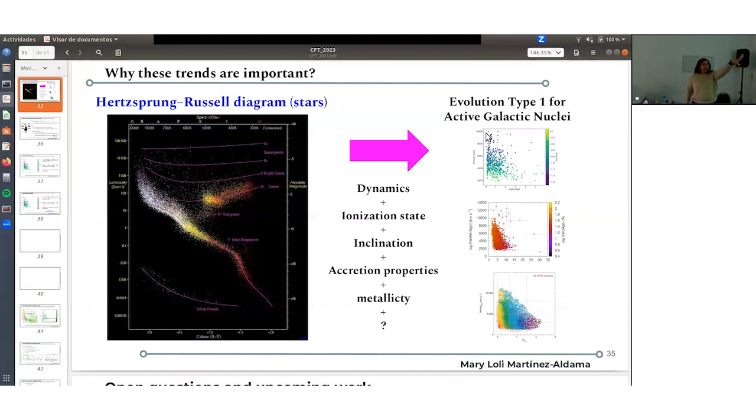But at least this diagram is giving some kind of trends. From these trends, I guess we can move to something else. The observational data are providing the results. We still have to work on the theoretical side, which is the main challenge, but we are working on that. Okay. Very inspiring.